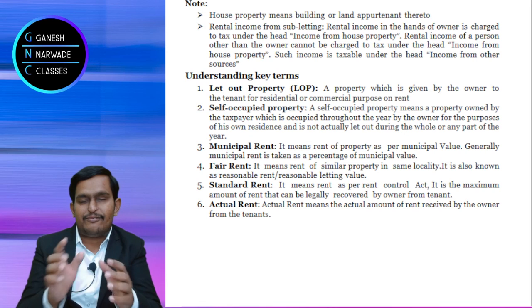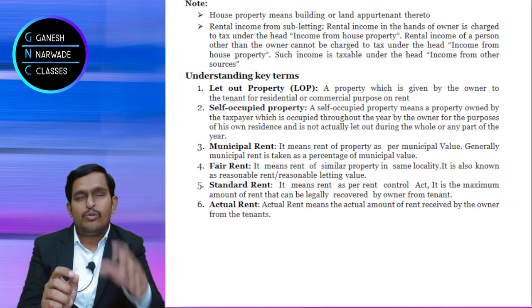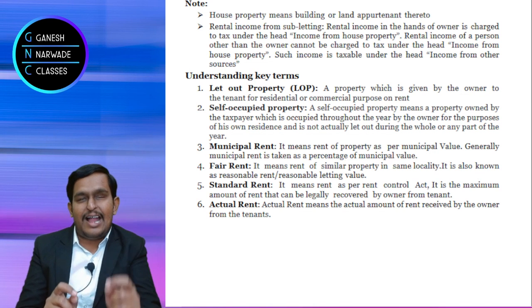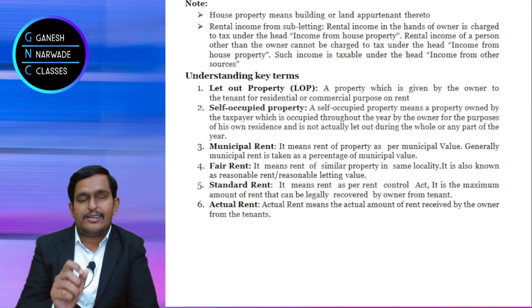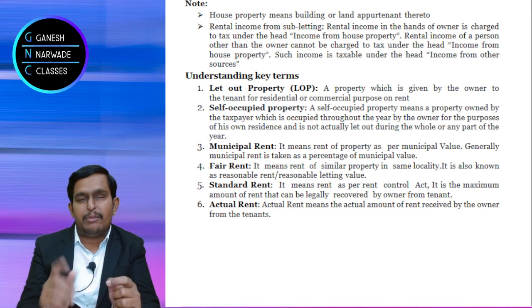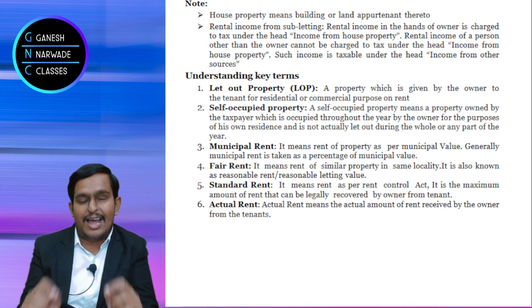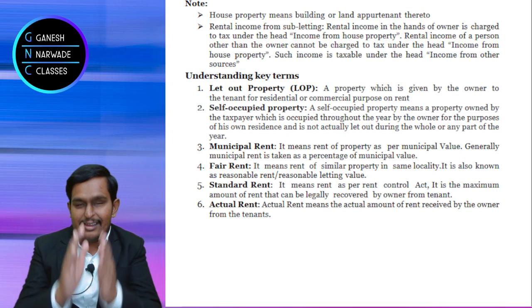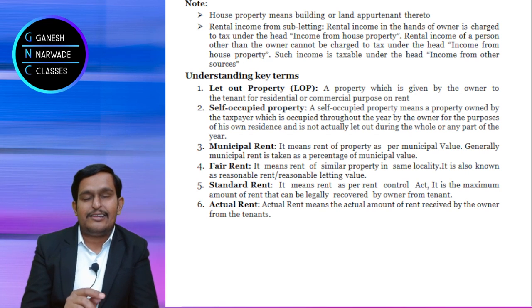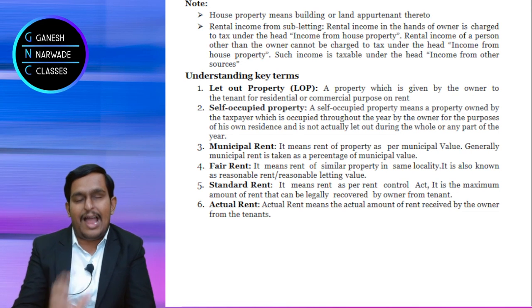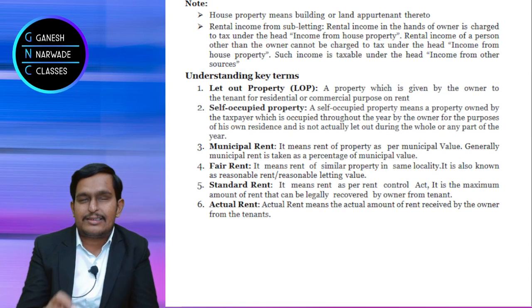Fair rent is the rent of a similar building in your locality. If you are renting out a 2 BHK flat, what is the rent for a 2 BHK flat nearby? That is fair rent. Standard rent is the rent fixed by the rent control authorities. This is the maximum rent which the owner can charge. Of course, this law is redundant today, but in income tax it still exists. Actual rent is what the owner receives from the tenant.